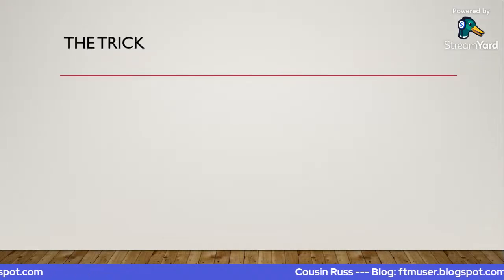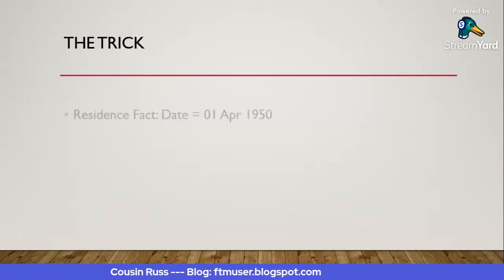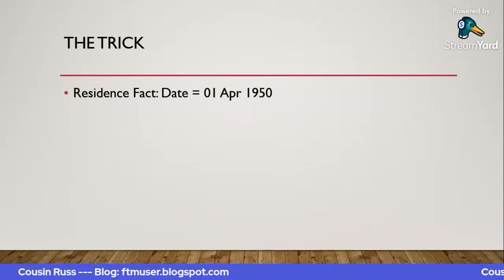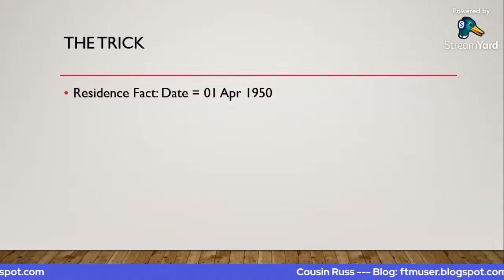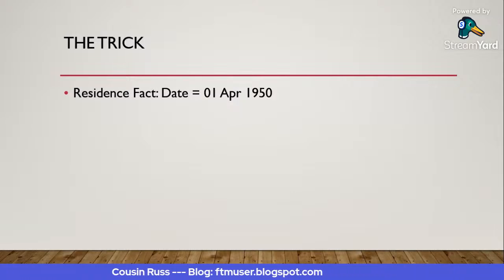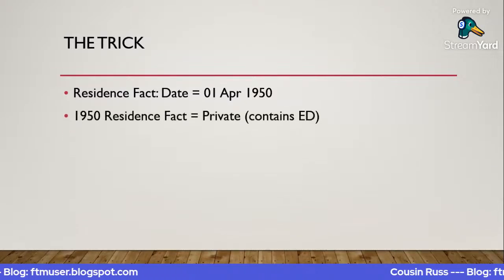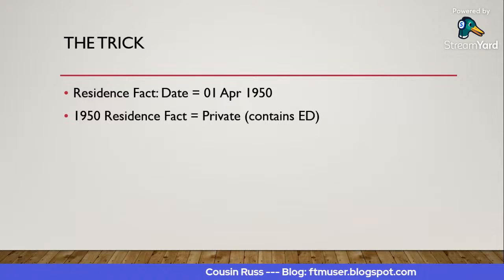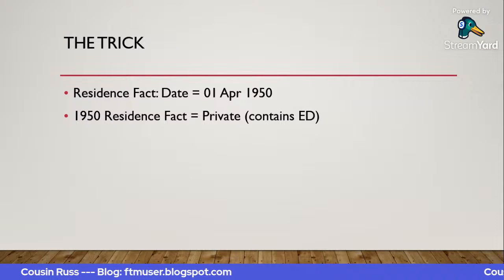I'll just share a trick on how I created that work list. I mentioned that I have a residence fact of April 1st, 1950, and that becomes a way to use the filter: residence fact equals April 1st, 1950. I had it marked private because I didn't want it to be seen, and the residence fact description field has the ED number in it.